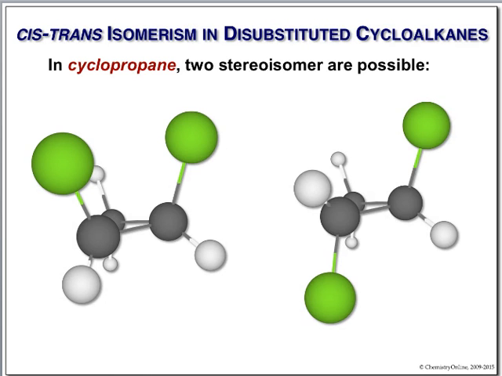Green here would more or less represent chlorine. We would look at our first one. Here's our ring plane. These are clearly on the same side. They are cis, aren't they? We would call this cis dichlorocyclopropane. Here you can clearly see these are on opposite sides. And this is trans dichlorocyclopropane.